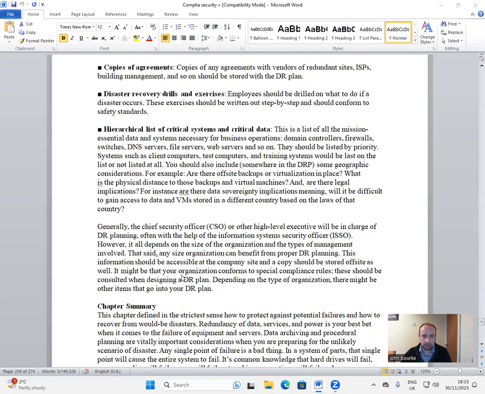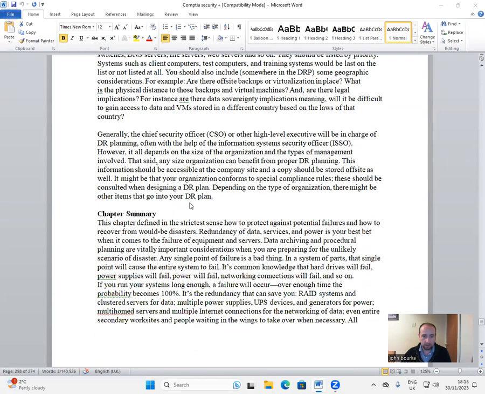It might be that your organization conforms to special compliance rules. These should be consulted when designing a DR plan. Depending on the type of organization, there might be other items that go into your DR plan. Chapter summary.